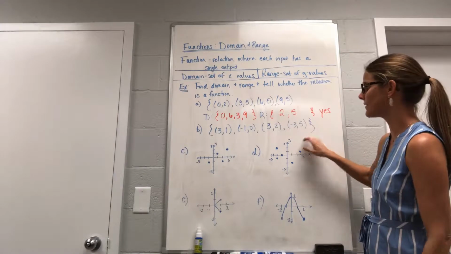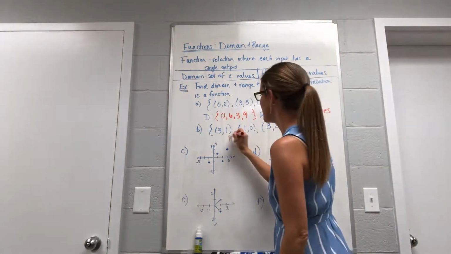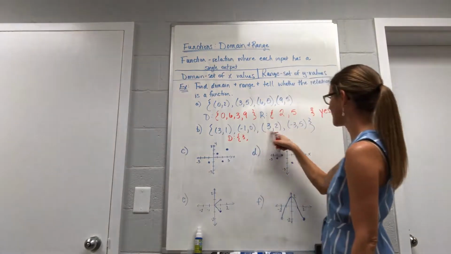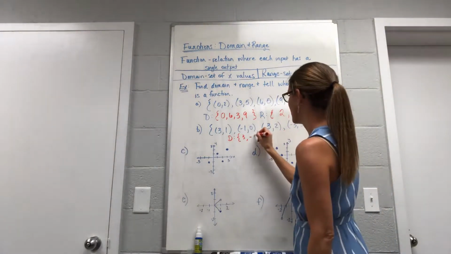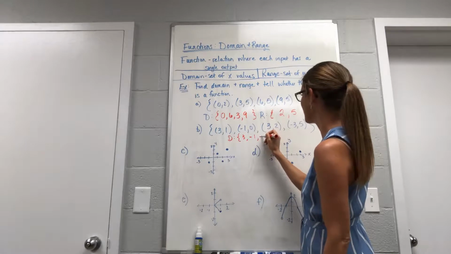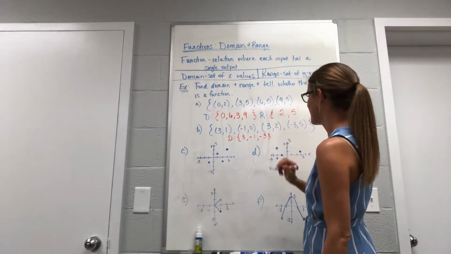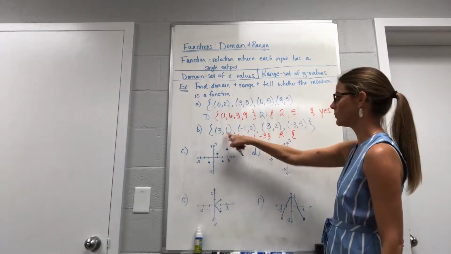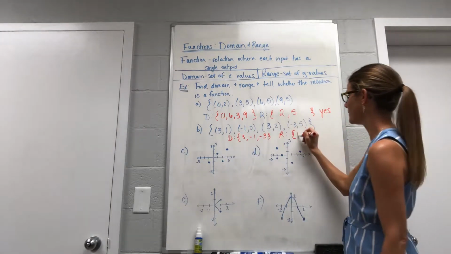All right, so let's look at this one. The domain for this one is 3, -1, 3, and -3. Again, I don't need to write this 3 again. I just need to write each one that occurs. And then the range here is the set of all the y values: 1, 0, 2, and 5.